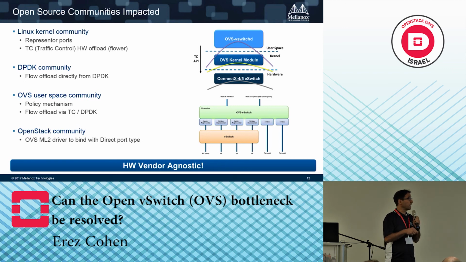DPDK community, one of the APIs other than TC is DPDK. The DPDK community was also very supportive, and there's also a way to offload those flows through DPDK. This is also already upstream. OVS user space had to be changed in order to reflect those changes. I'm happy to say that the first patches were accepted this week, and this should happen in about 2 or 3 weeks. All those patches should be in.